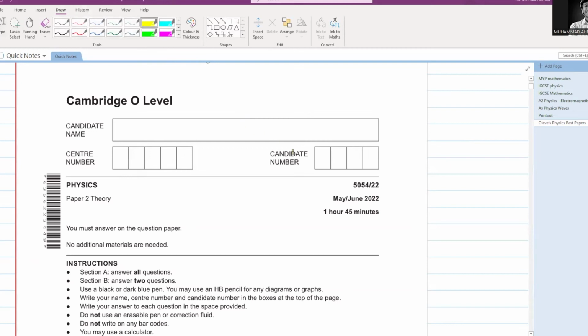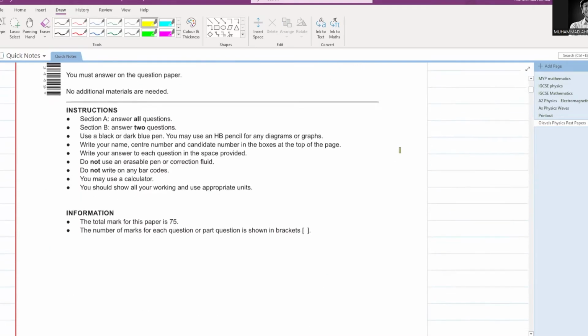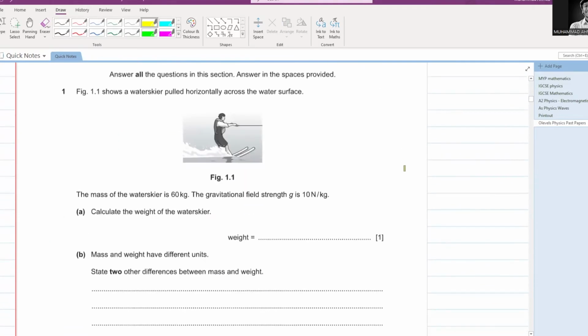Okay, students, so let's get started with today's paper. Today we have to do May-June 2022, paper 2, variant 2. So let's start with this. Figure 1.1 shows a water skier pulled horizontally across the water surface.